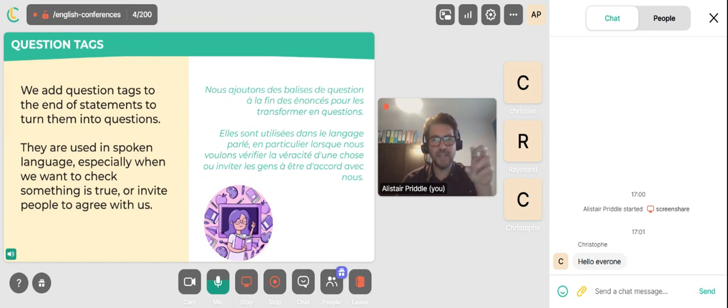So we add question tags to the end of statements to turn them into questions. They are used in spoken language, especially when we want to check something is true, to confirm something, or invite people to agree with us.